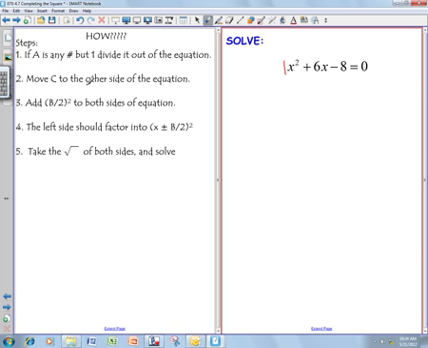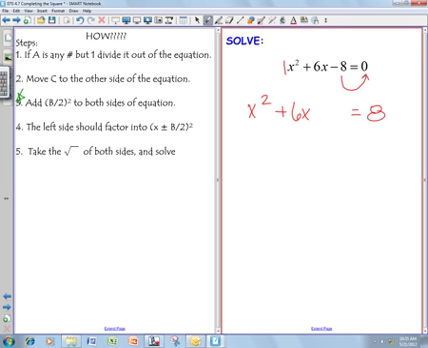Our next step is to move our c value to the other side of the equation. And what we are going to do here is take x squared plus 6x. We're going to leave that. I'm going to leave a little bit of space here. I'll explain why in a minute. And then I'm going to move that negative 8 over. It's now a positive 8. So I'm starting to get my setup ready for completing the square.